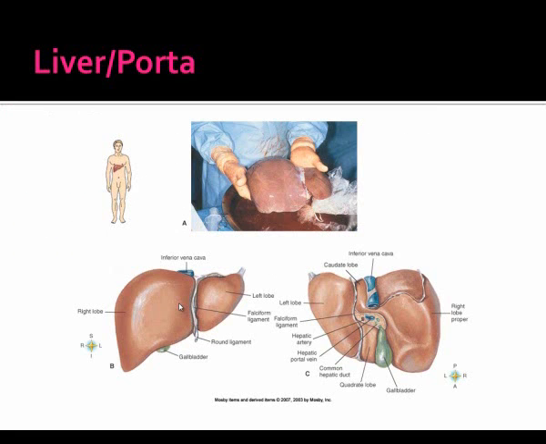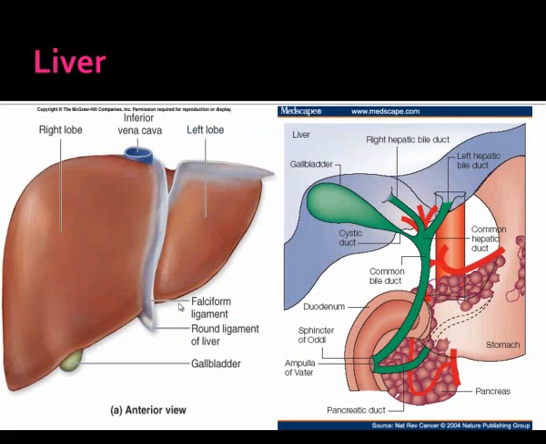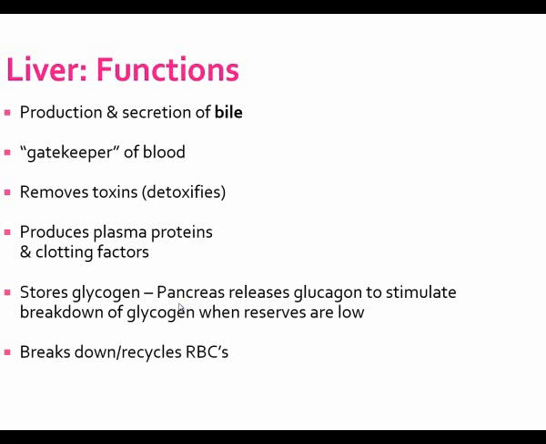Here is the liver. This is your largest internal organ. As you can see here, not really a whole lot to talk about. In advanced A&P, they'll get a little bit more detailed with its anatomy and physiology. As far as its functions go, though, a big one for this unit is bile secretion, and knowing that bile emulsifies fat. It is a gatekeeper of blood, meaning that it removes toxins, so it detoxifies our blood.